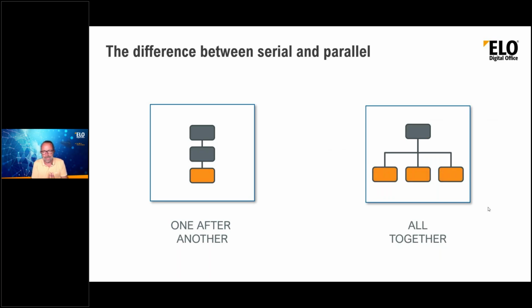So when you select 7, 8, 9, 10 users, all of them get a task in the task section, and you can define what happens when only 2 or 3 say yes, and so on. But they get it all together at the same time. Serial, one after another, parallel, all together.